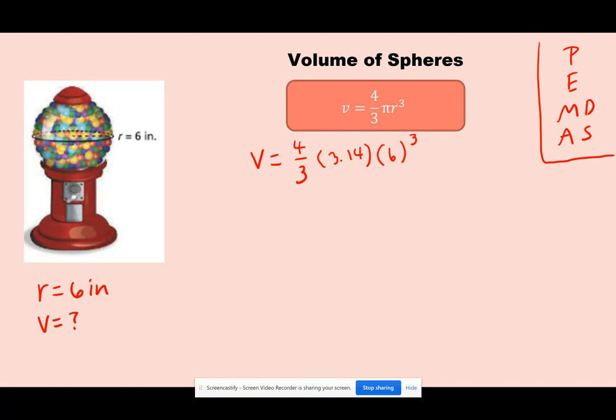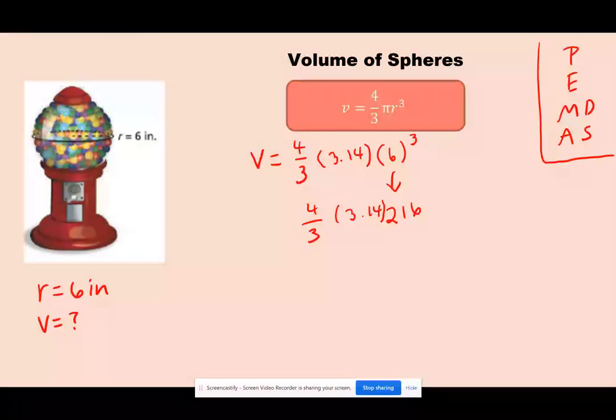So now we're going to go down to the E, which stands for exponents. We do have an exponent. We have 6 to the 3rd power. So 6 to the 3rd power, that means 6 times 6 times 6, which is 216. Okay, and then I'm going to bring down everything else that we did not use.